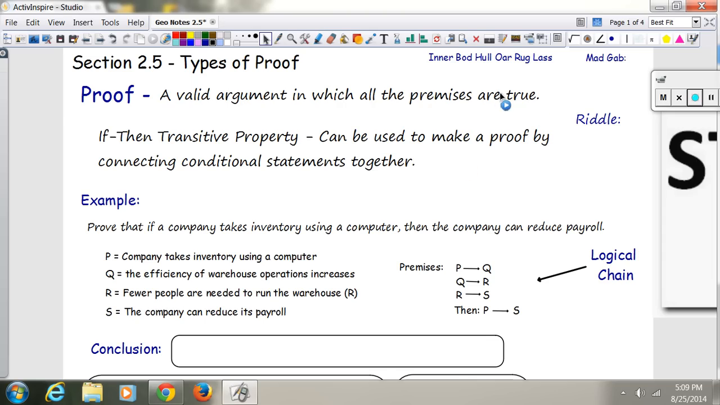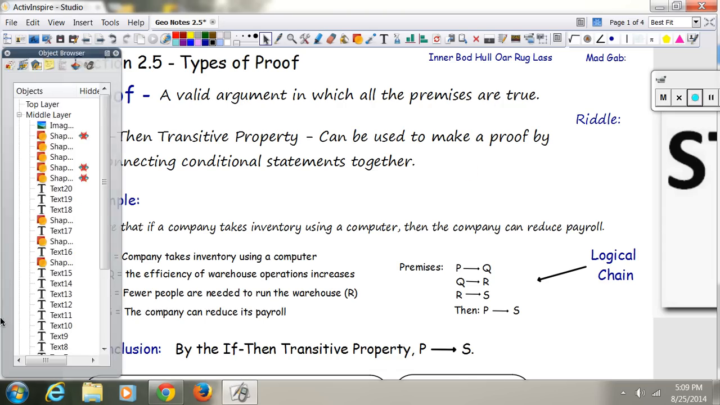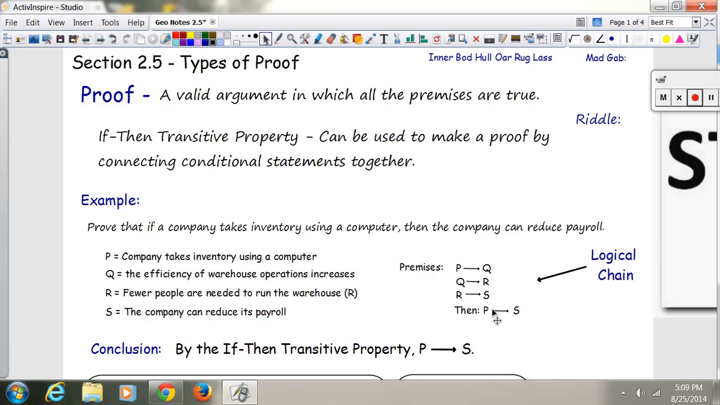And these are all true statements. You can only use true statements in a proof. The conclusion by if-then property is that P would go straight to S. That if they take it in a computer, then the company can reduce payroll. Pause it if you need to.